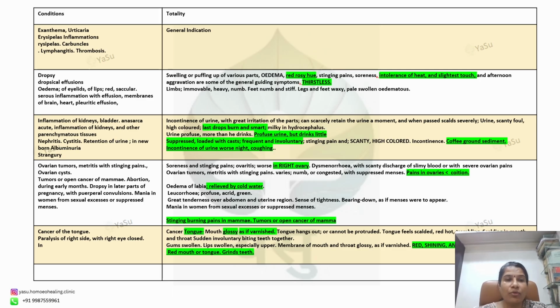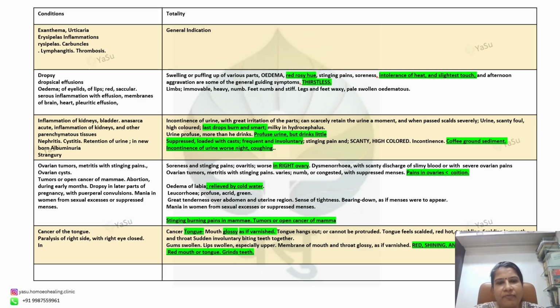Now it is a good drug for ovarian tumors, cancer of mammary, and ovarian cyst. Also other conditions we have already read in the first slide. So what are the indications? Right-sided indication, as we know. Then there is dysmenorrhea with scanty discharge of slimy blood and with severe ovarian pains. So she will have pain in the ovarian region on both sides, especially more on the right side. And this pain in the ovaries will be worse during coition. Whenever she is having a sexual relation, that time the pain in the ovaries will be worse.